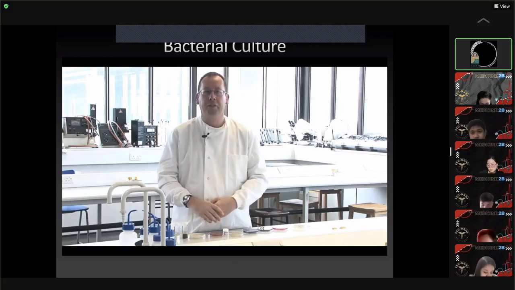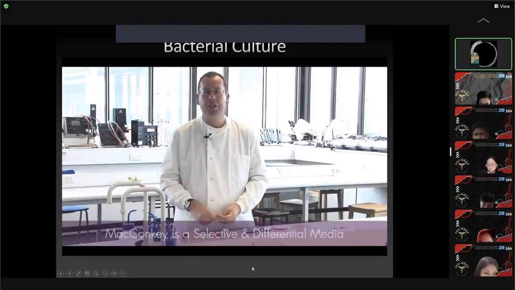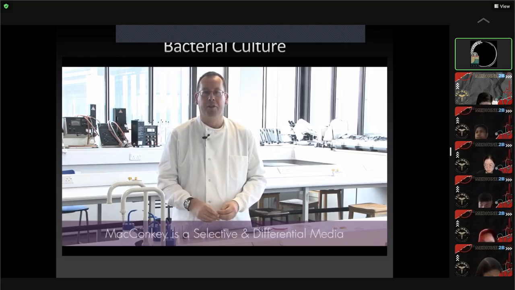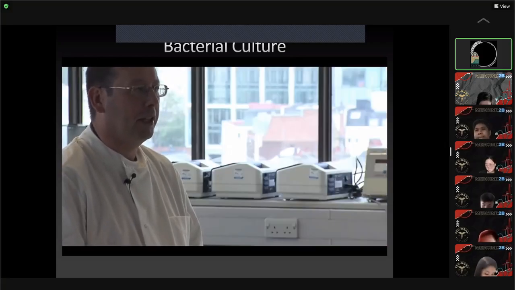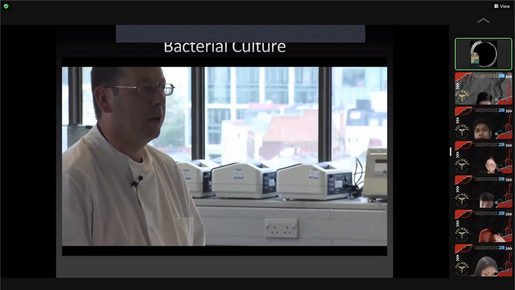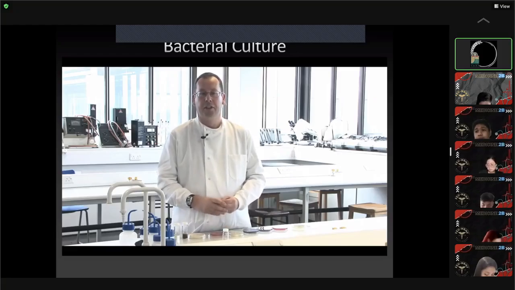Another selective medium is MacConkey, which is used in the isolation of gastrointestinal pathogens. It is differential, which means it can be used to differentiate between similar bacteria which have different metabolic properties. And in this case, it will differentiate between bacterial species who ferment the sugar lactose with those which do not. And so, MacConkey is known as a selective differential medium.